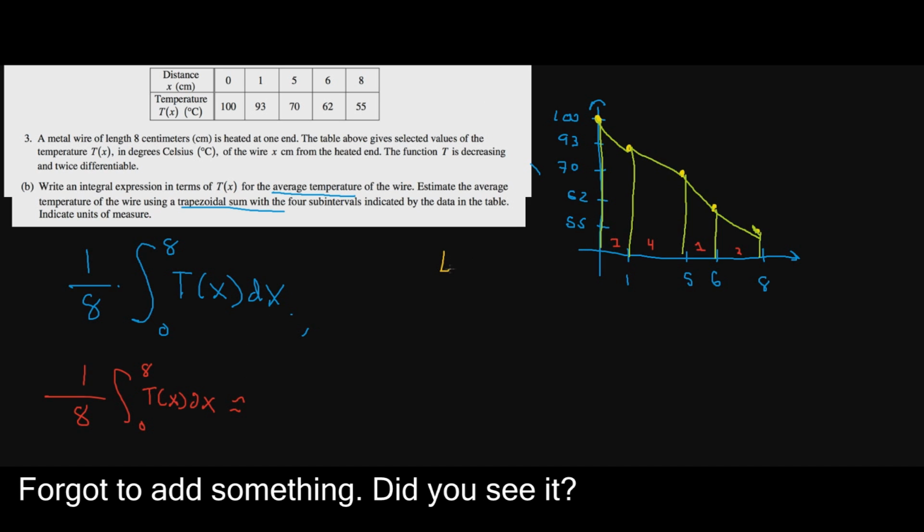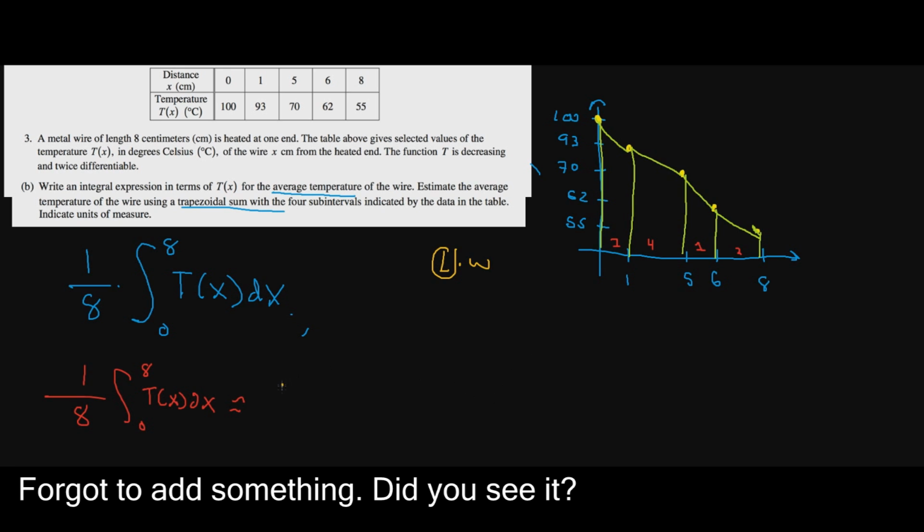Remember, a trapezoid is still length times width, right? Our width is 1. Well, how about our length? We notice they have different lengths, and that's okay. How do we get that difference in length? Well, we add them and divide by 2, right? That'll take the average of those 2 lengths and give you the length of that trapezoid.